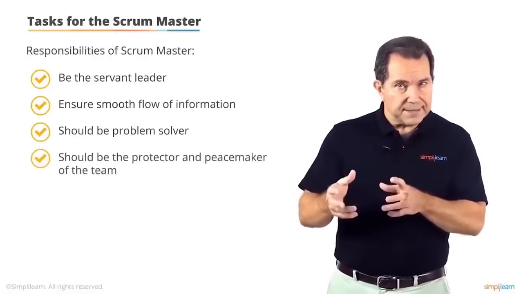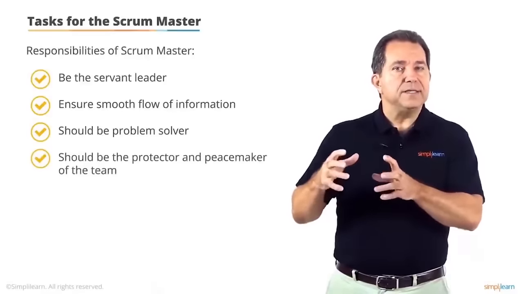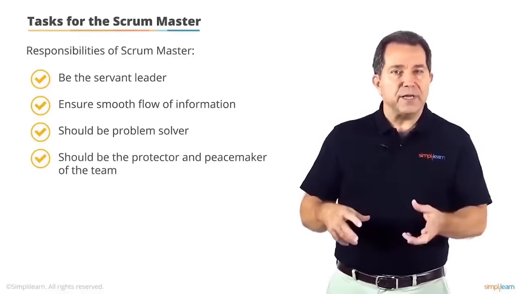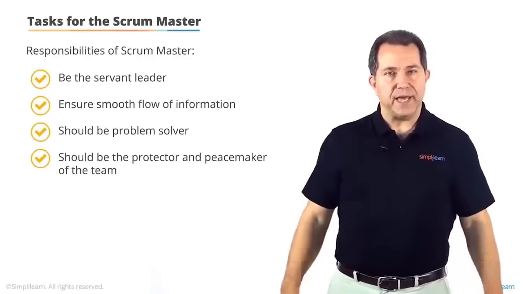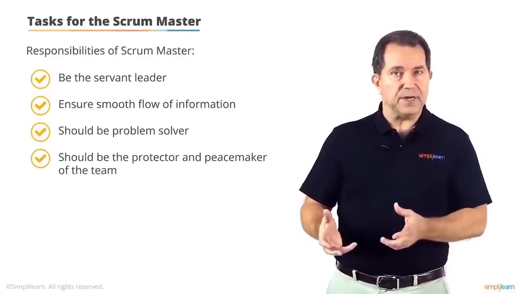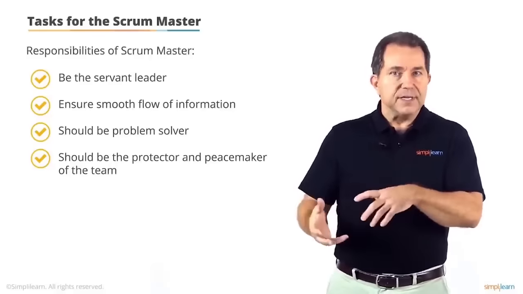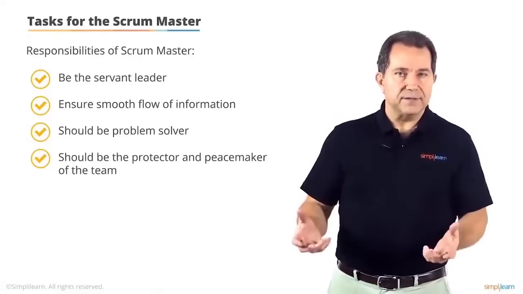Scrum Masters protect the team. They ensure that the team is not disturbed or asked to deviate from their commitments. If pressure mounts due to unreasonable expectations, they will step in and push back on the team's behalf. They will also play the role of peacemaker when conflict arises by encouraging the parties to focus on the issue, discuss the issue with an open mind, and resolve the conflict.